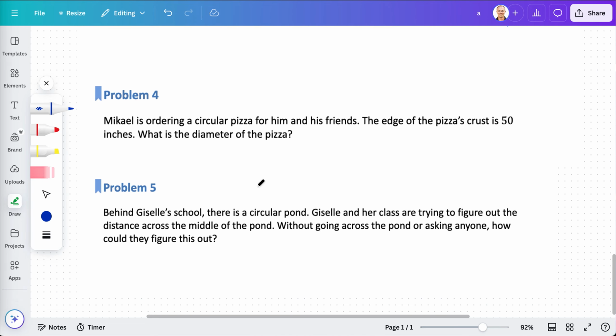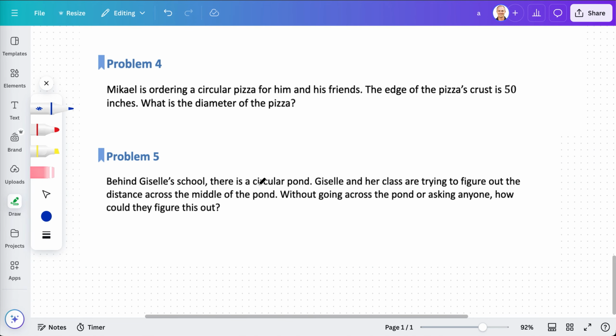Okay, problem 4. Mikhail is ordering a circular pizza for him and his friends. The edge of the pizza's crust is 50 inches. The edge. I think I read this as edge is circumference.